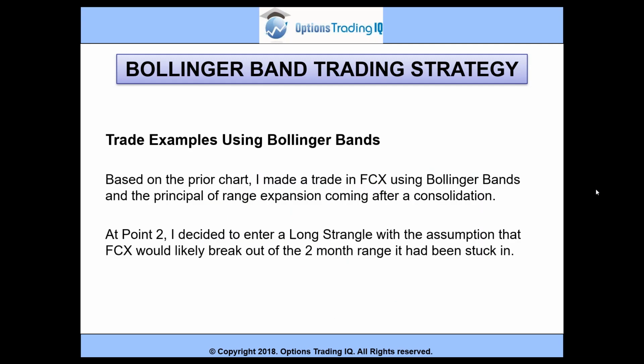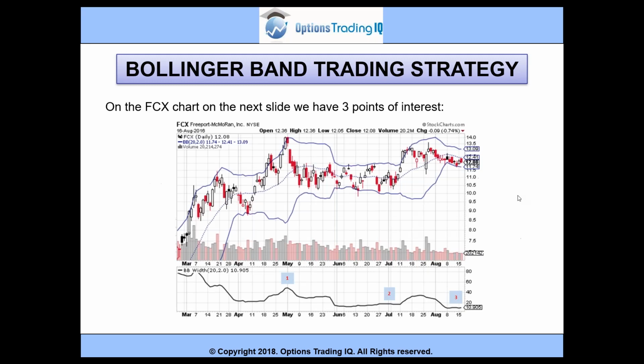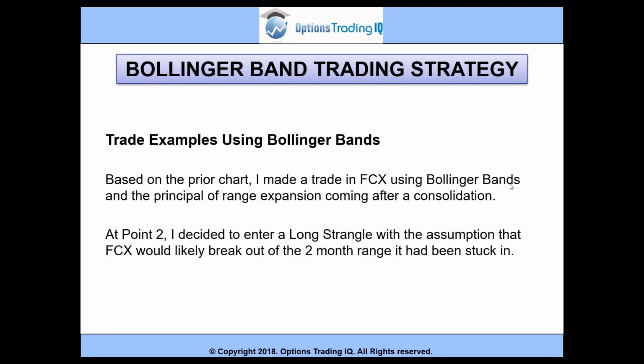So based on that prior chart, I made a trade in FCX using Bollinger Bands and the principle of range expansion coming after a consolidation. At point 2, I decided to enter a long strangle with the assumption that FCX would likely break out of the 2-month range it had been stuck in. So let's just go back and have a look at that again. So really tight range for about 2 months. So at this point, point 2, around here, I entered a long volatility trade.